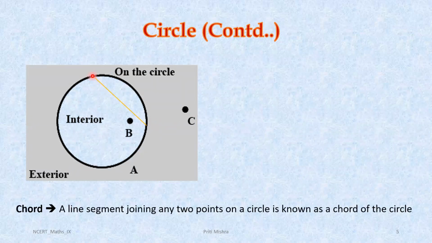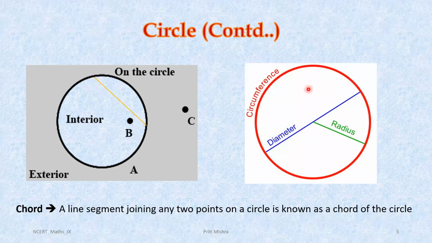And here you can see we are having a line segment which we are getting after joining 2 points on its circumference. This line segment is known as chord. So what is chord? A line segment joining any 2 points on a circle is known as a chord of the circle. See, here 1 point we are having on the circle somewhere here, and another end of this line segment is lying on the circle here. So this is a line segment which we are getting after joining 2 different points on the circle, and this is known as a chord.